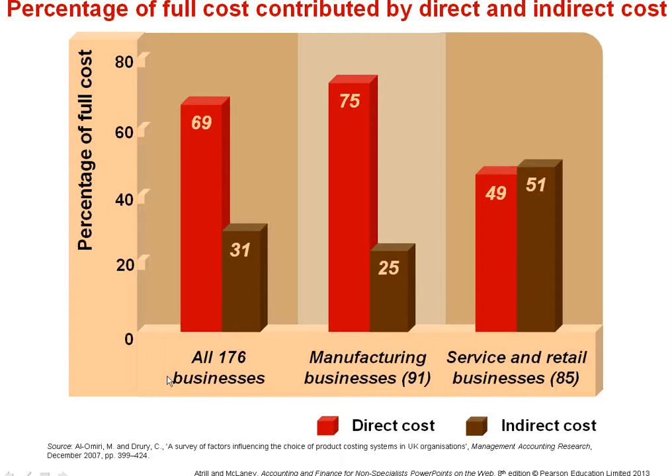This is from a survey. The reference is given here. Survey of factors influencing the choice of product costing systems, and they looked at direct costs and indirect costs in the makeup of various businesses. A quite small survey of 176, 91 manufacturing and service and retail. Notice that service and retail, as you would expect, has a much higher indirect or fixed cost element than manufacturing businesses, but it obviously varies between businesses.